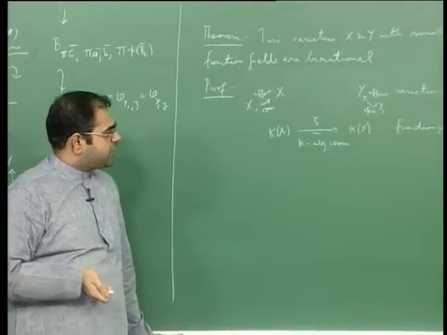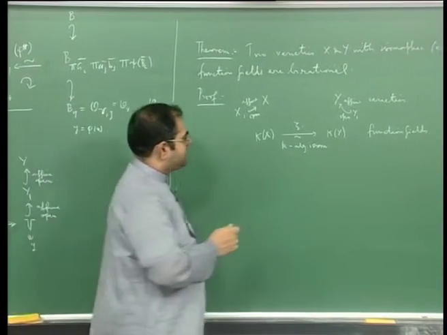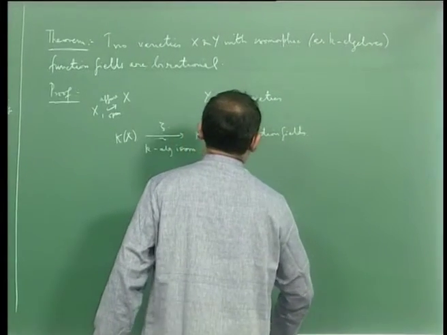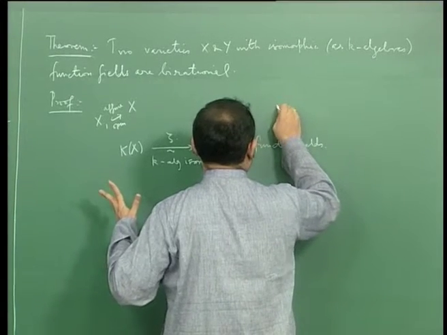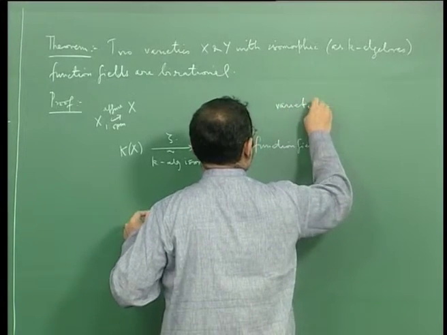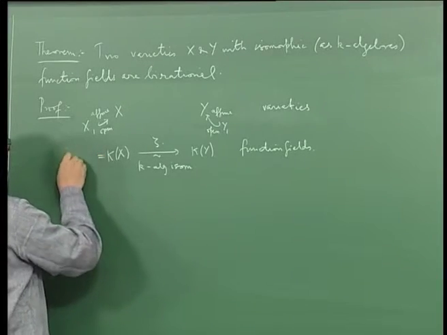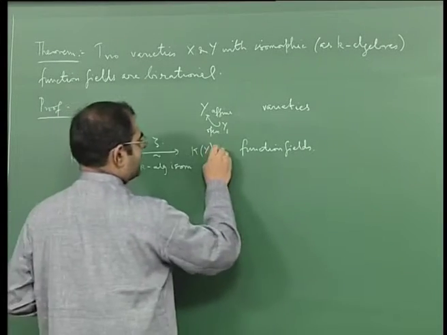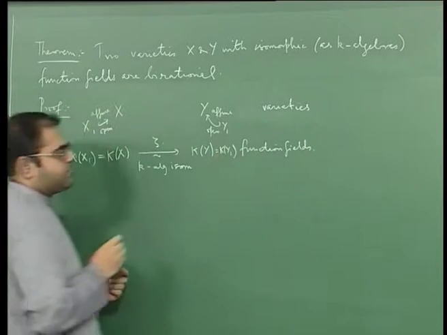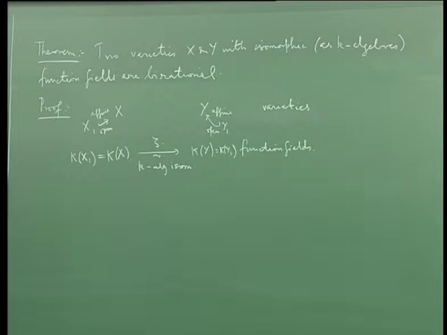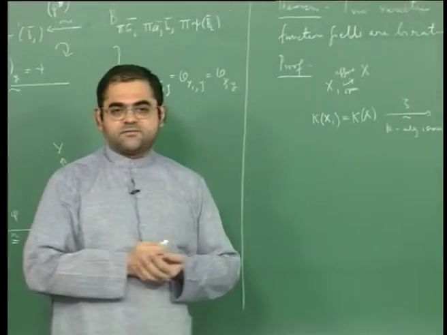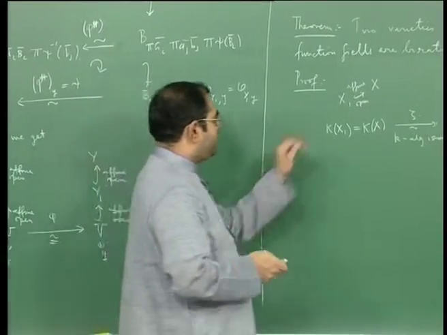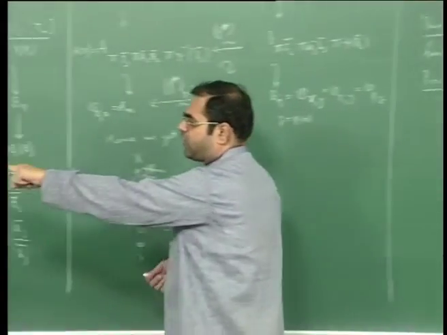If you go to an affine open set, the function field does not change. So this is the same as k of x1 and this is the same as k of y1. It is enough to show that x1 and y1 are birational, because that will mean that x and y are also birational, just because x1 is an open subset of x and y1 is an open subset of y.